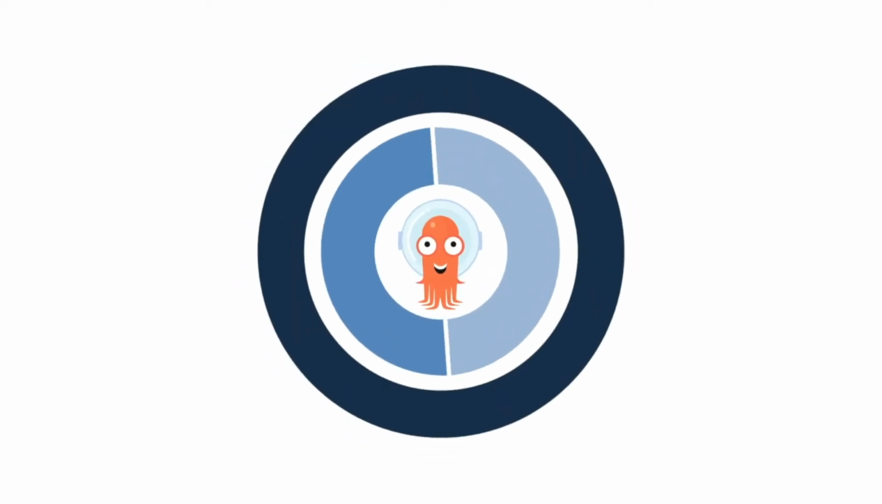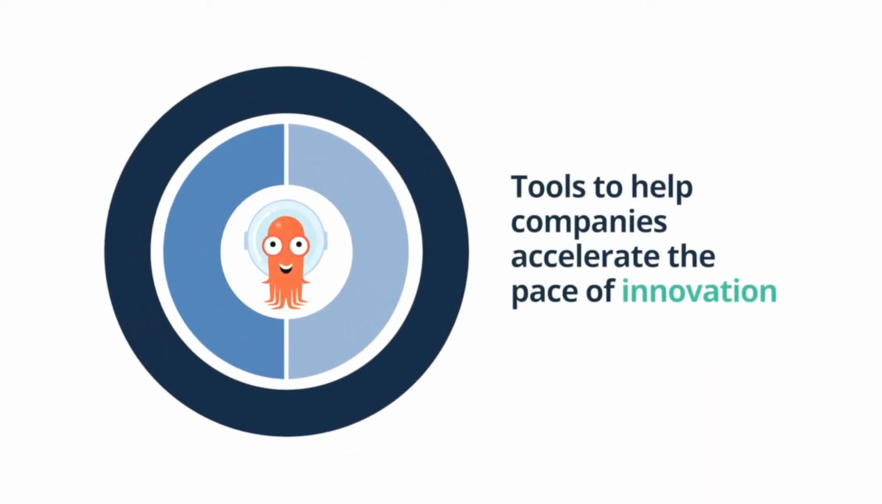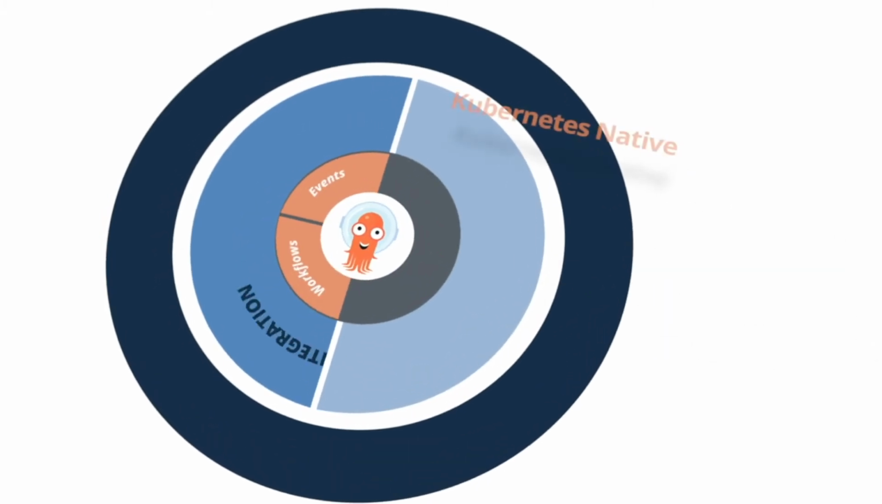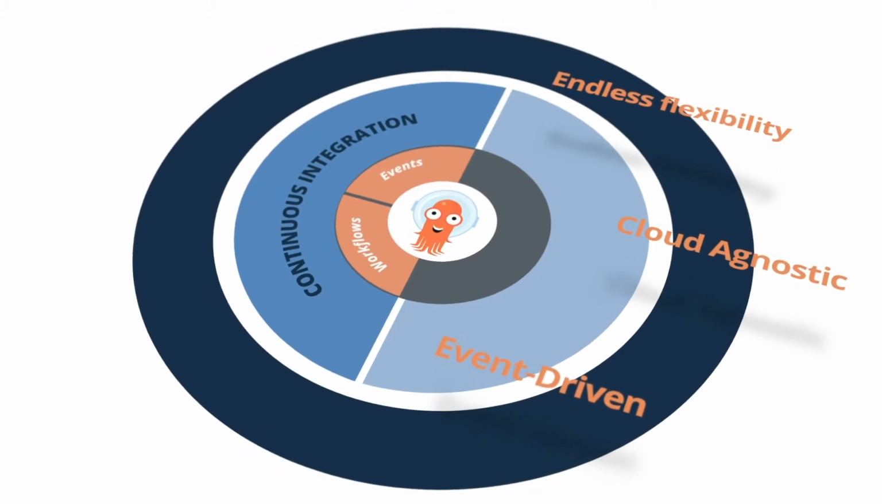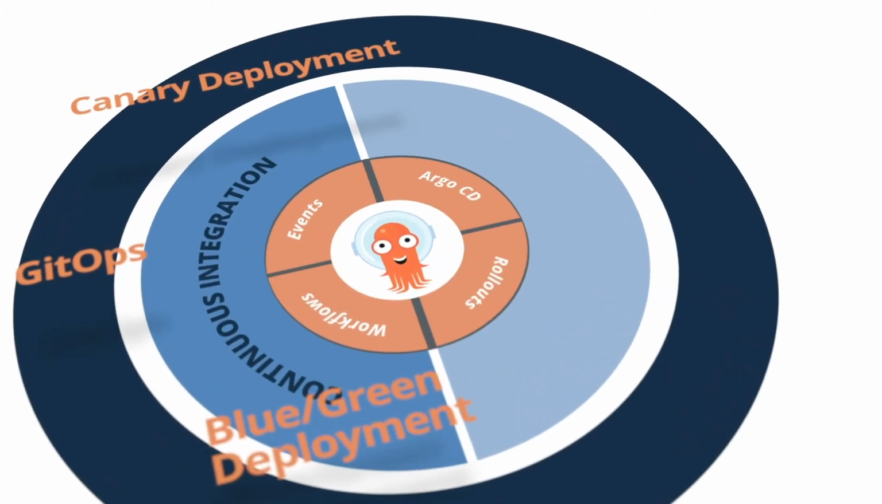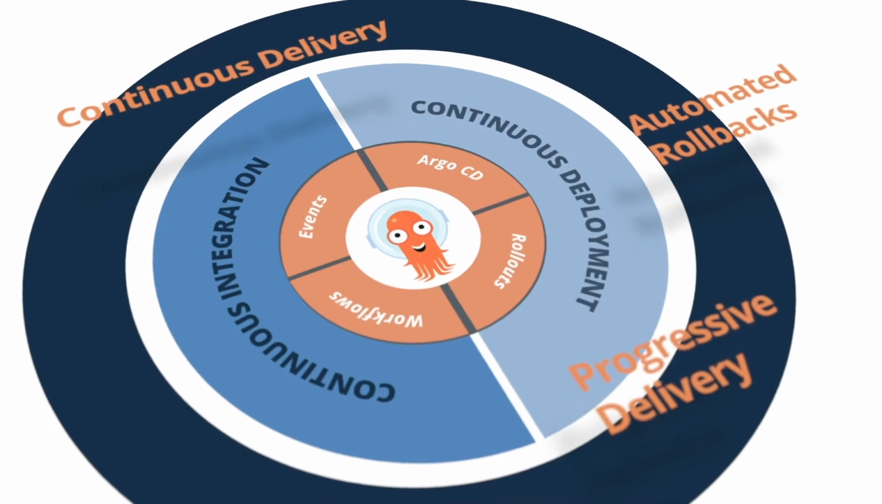The open source Argo project has powerful tools to help companies accelerate the pace of innovation. Argo Events and Workflows create the most flexible workflow engine, built for infinite scalability on Kubernetes. Argo CD with Rollouts is the number one GitOps continuous delivery technology.